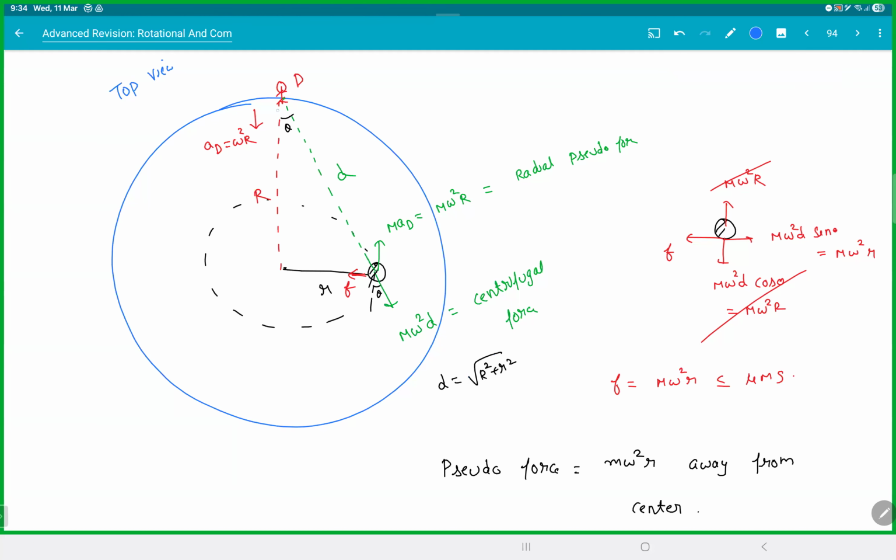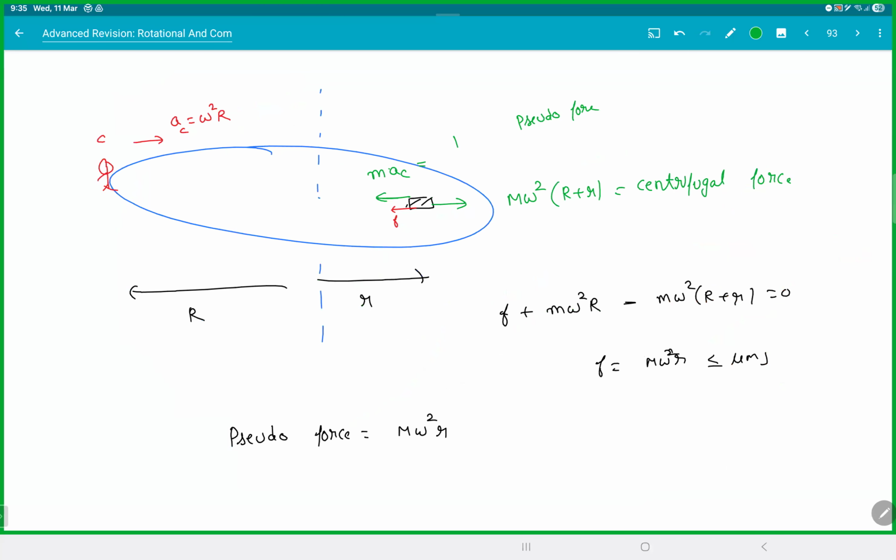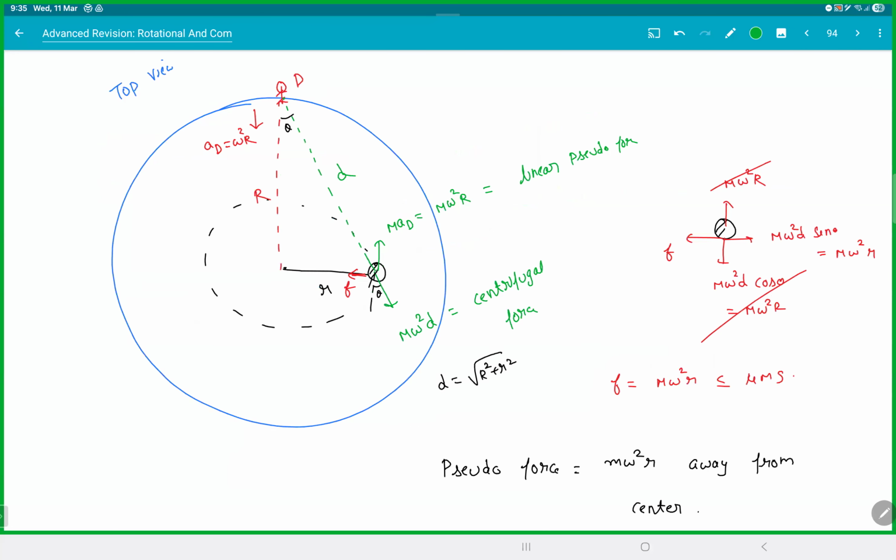Radial means you're going in a circle towards the center, right? How is this guy's acceleration? This guy's acceleration is toward the center. Right? Think of this thing. What is the acceleration of D? Towards the center. So when I ask you to do the pseudo force, what will you do? Mass into acceleration of D, in the opposite direction, right? Maybe don't call it radial pseudo force if that's confusing. Just write it as linear pseudo force. Maybe the word radial is misleading you. Clear with this?